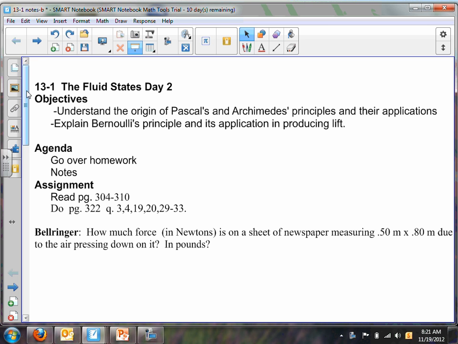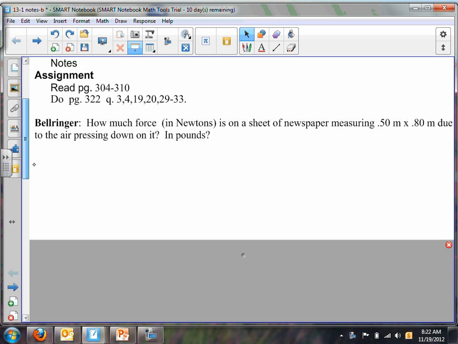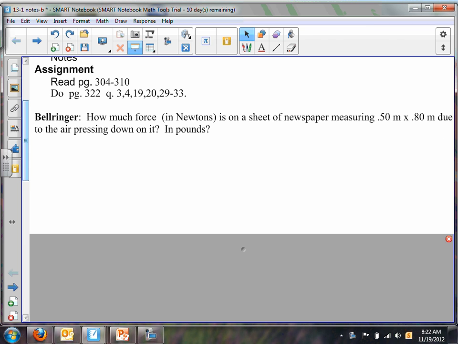We'll cover this bell ringer first, and then I've got one thing that I forgot to cover in section 1, so we'll go back to that before these notes. So once you work on this, pause the video and we'll show the solution here in a second.